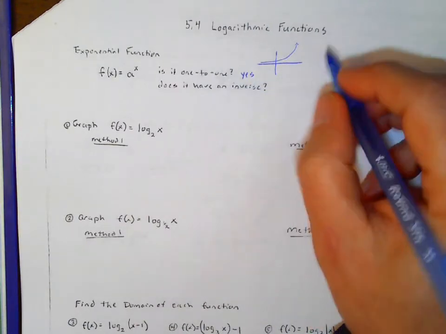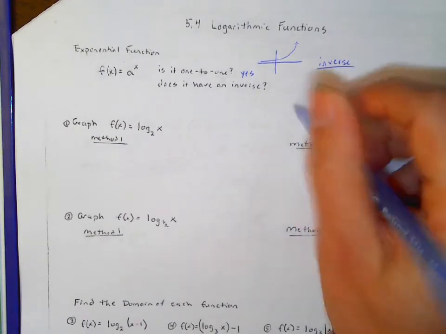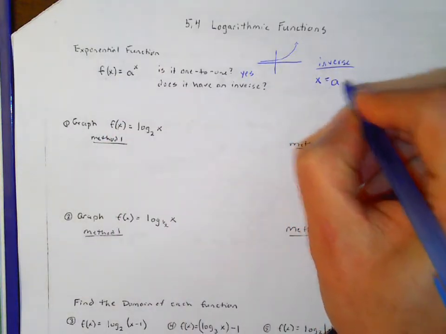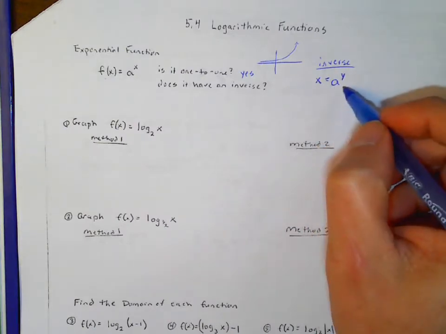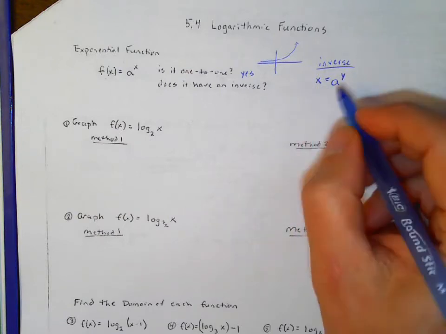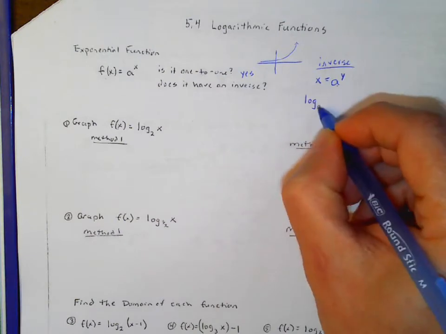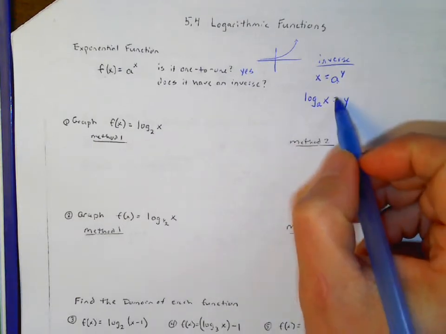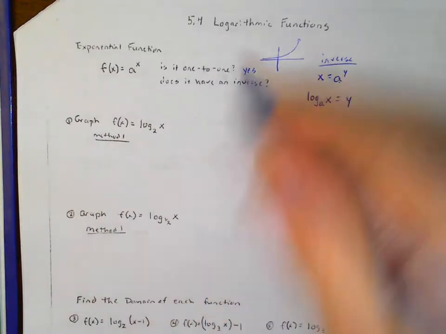So let's see what the inverse is. For the inverse I'm going to switch the x and the y, right? So this y becomes x equals a to the y. Now if I want to solve for y, can I get y by itself now? If I change this to a log function, it'd be log base a of x equals y. So this is the inverse. The exponential and the log function are inverses of each other.